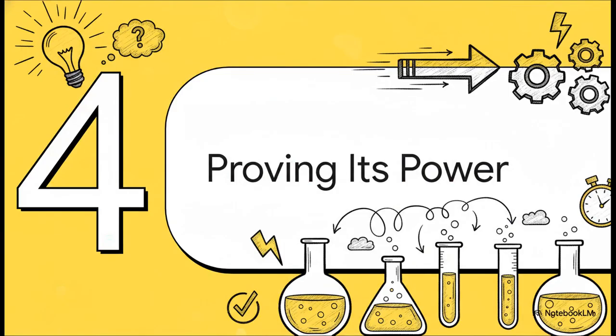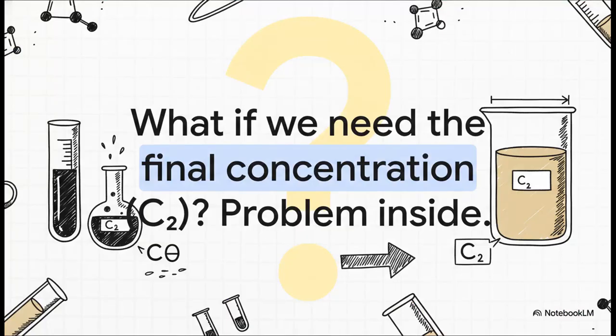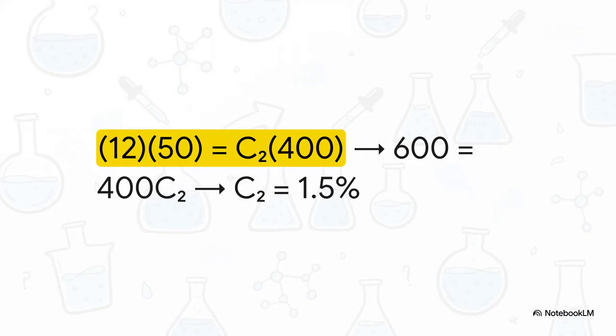Okay, you ready to see just how ridiculously powerful this is? Let's do a little rapid-fire round to prove that no matter what the question is asking for, the method is always the same. So, what if the unknown is something different? Let's say we start with 50 milliliters of a 12% solution, and we add water until the final volume is 400 milliliters. What's the new concentration? What's C2? Well, we plug the numbers into the exact same formula. C1 is 12, V1 is 50, V2 is 400, and C2 is our unknown. A quick calculation, and we find out our final concentration is 1.5%. See that? The setup is exactly the same.